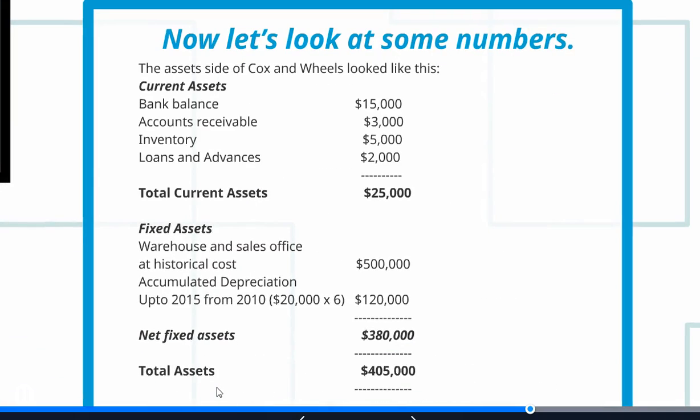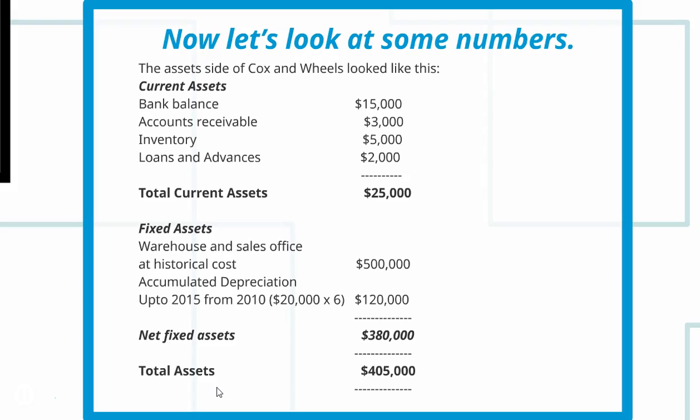Now let's look at some numbers. Recollect the example of Cogs and Wheels that we discussed in the previous video. The asset side of Cogs and Wheels looked like this. We had the current assets amounting to $25,000, fixed assets amounting to $380,000, and the total assets, which was the addition of current assets and fixed assets, amounting to $405,000.